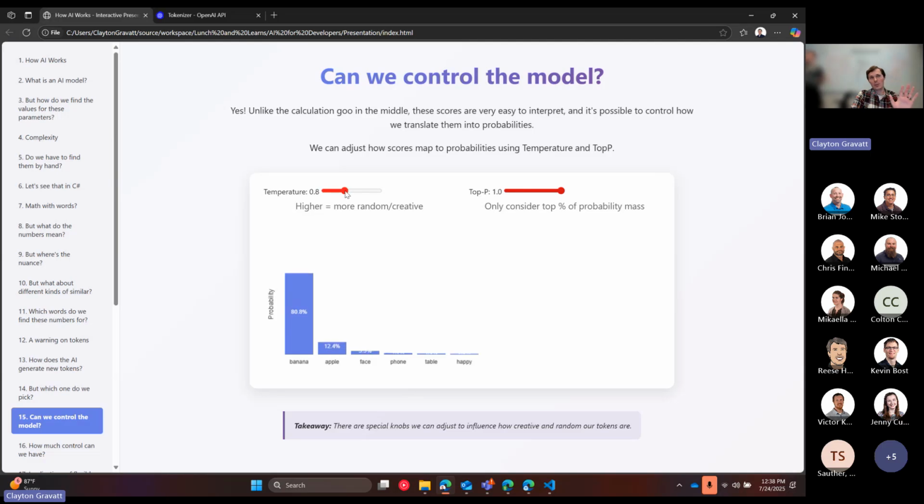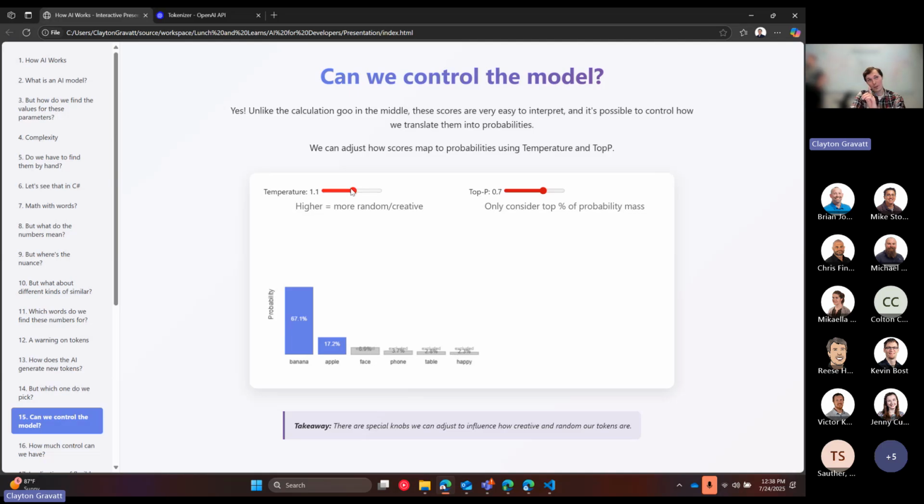So that's temperature. And there's another knob and lever we have here of top P, where maybe we only want to consider the top % of the probability mass. Where right now, all 100% of our possible options are possible to be chosen from. But instead, maybe we want to restrict it to only pick the things that constitute the top 70% of our probability here. So banana, 67 plus apple at 17, that adds up to a little bit more than 70. So we'll only consider these for when we do our random sample. And this gunk at the bottom, maybe we'll remove between face, phone, and table.